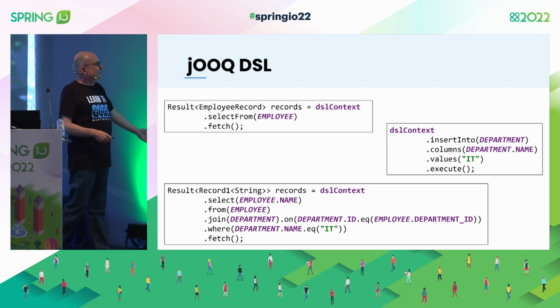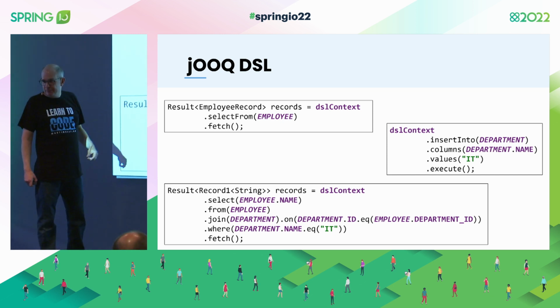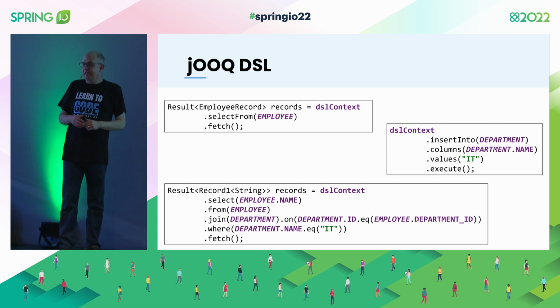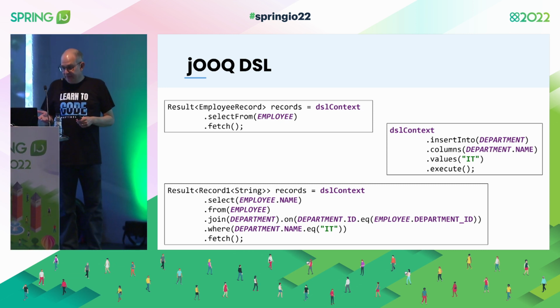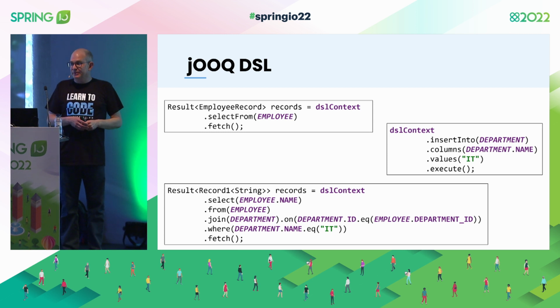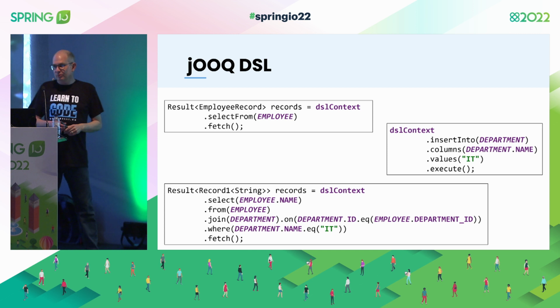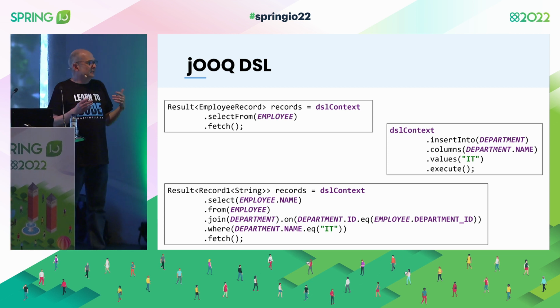So if you look at the statement here, the first one, we do select from employee fetch. And employee is something that jOOQ has generated. So I can only use tables or views that are there. So I could put in a string, but I wouldn't do that. Why should I use jOOQ then? But if I use jOOQ, I use this meta model.